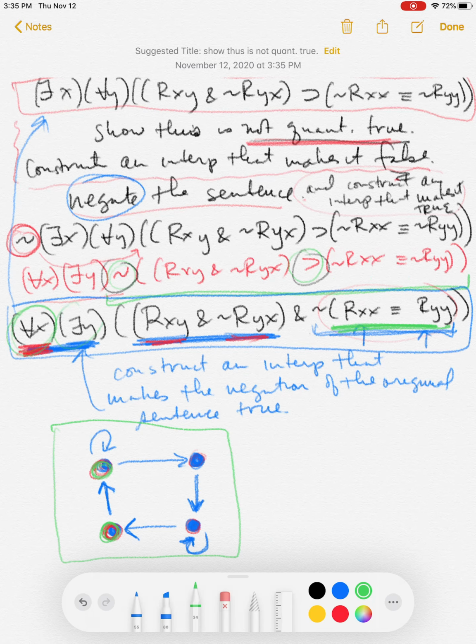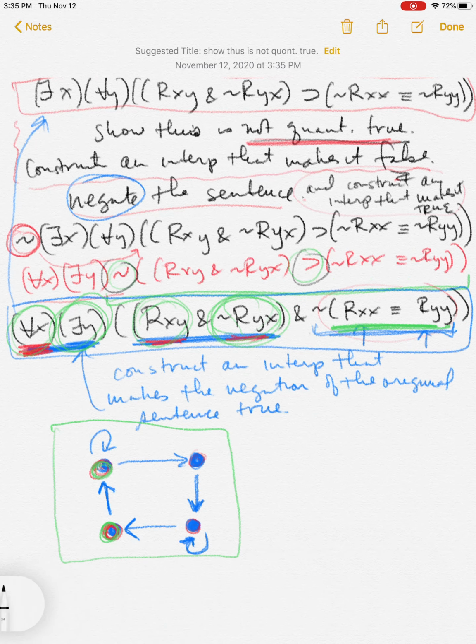Everything in the universe is such that there's something in the universe such that he R's that something, but that something doesn't R him back. And of the 2 of them, exactly one of them is a self-R-er. So we've got it. We can construct an interpretation now.